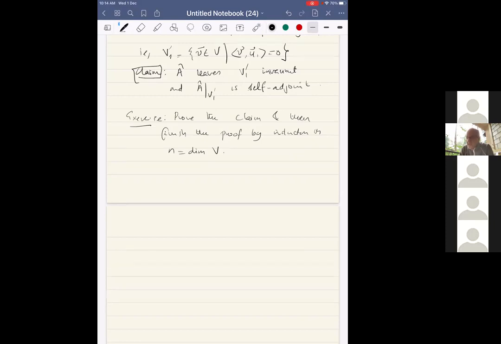Checking that A hat leaves V1 prime invariant is really trivial. You have to use the fact that A hat is self-adjoint. So I'm going to leave this as an exercise.